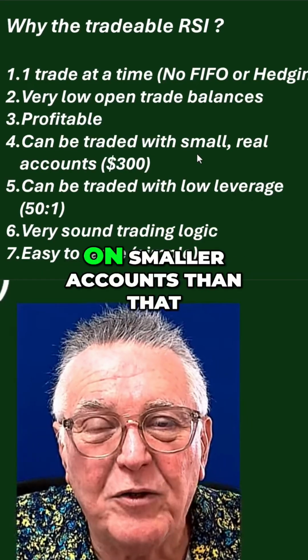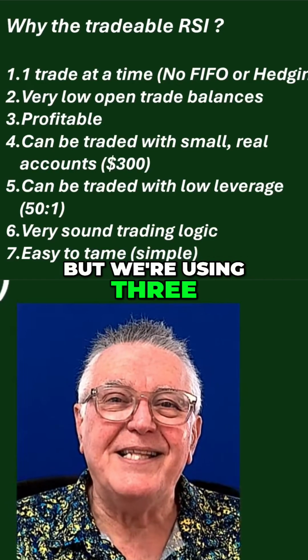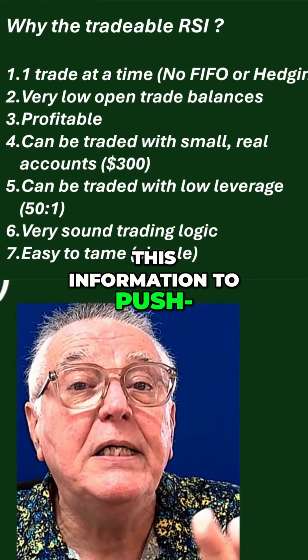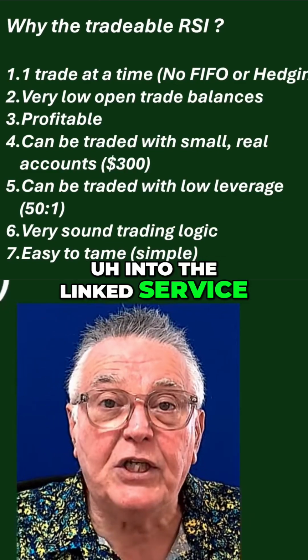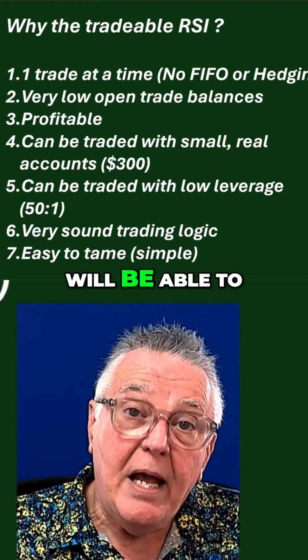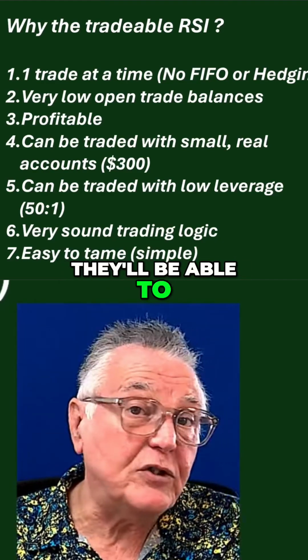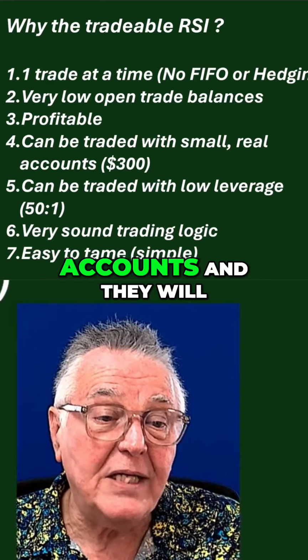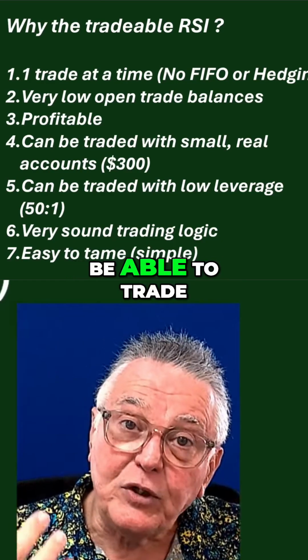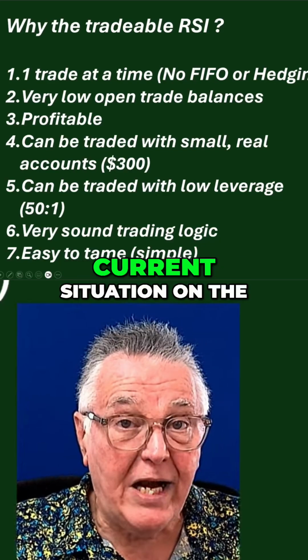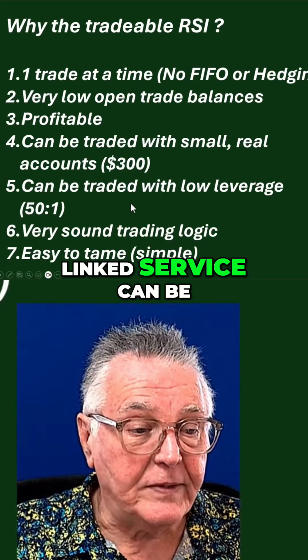In fact, you can trade it on smaller accounts than that, but we're using $300 because we're going to be using this information to push into the link service where traders in future will be able to see the results on live accounts. They'll be able to trade $300 accounts, and they will be able to trade one trade at a time. Big movement from the current situation on the linked service.